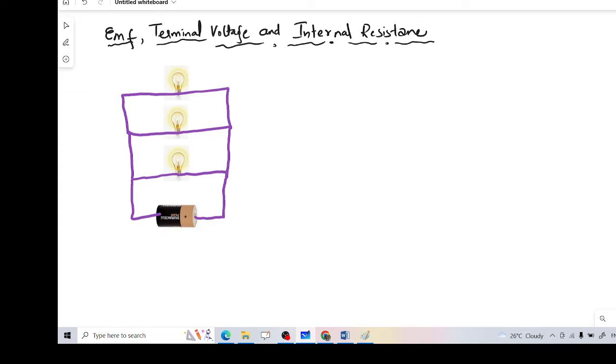See here, I have taken one battery cell, and I have connected three bulbs parallelly to this battery cell. When I connect more bulbs parallelly, more current is drawn from this battery. Because of that, the brightness of the bulb goes on reducing. So the battery starts draining here.